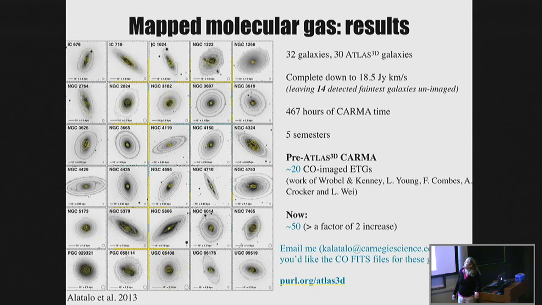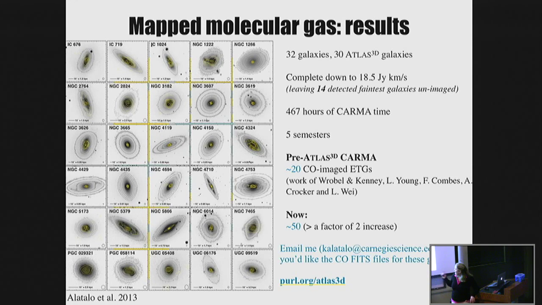And here's a sample of some of those. I point this out just to show you, again, CARMA creates beautiful, beautiful images. There are a lot of different structures, a lot of places where the gas is regularly rotating, nothing interesting, and some cases where you have things like minor mergers.